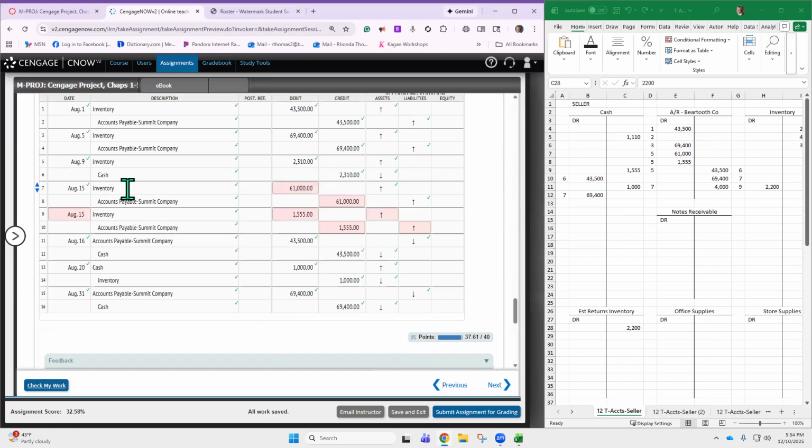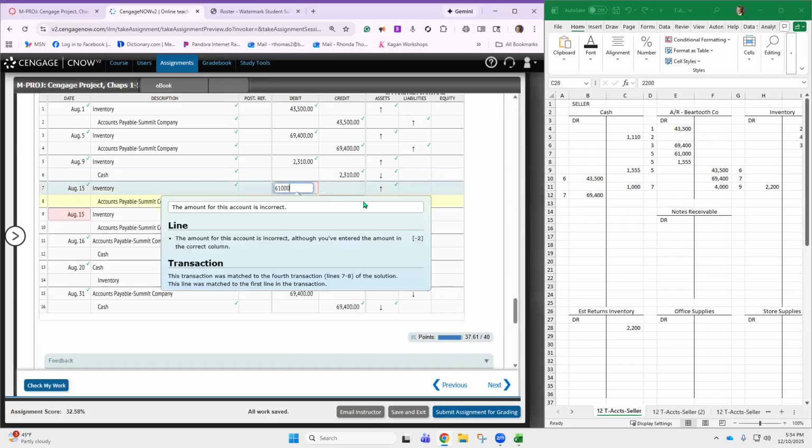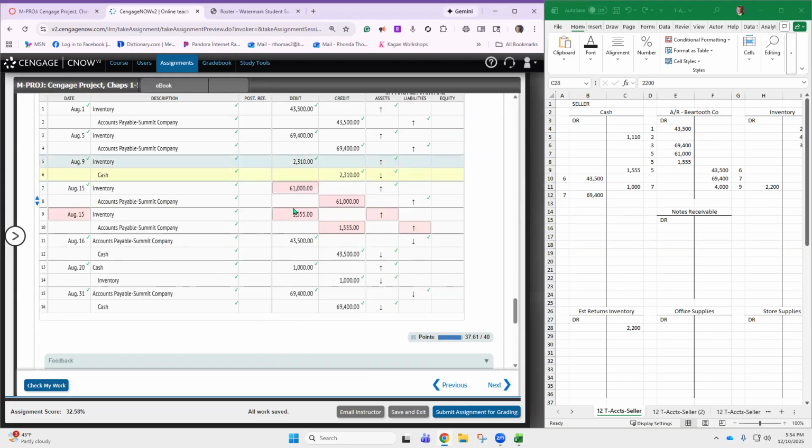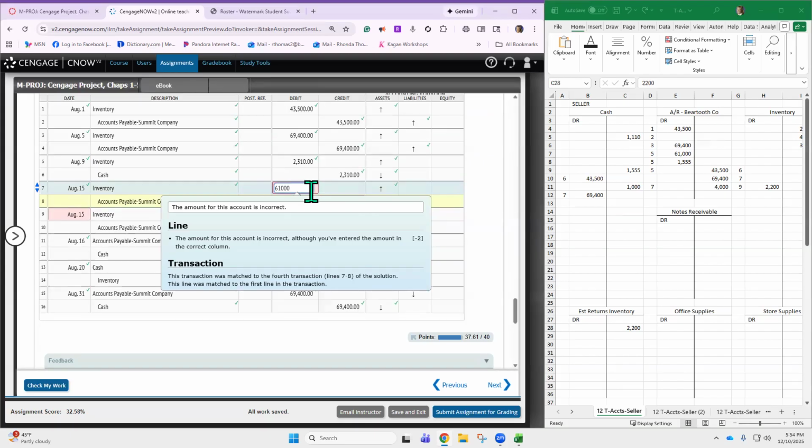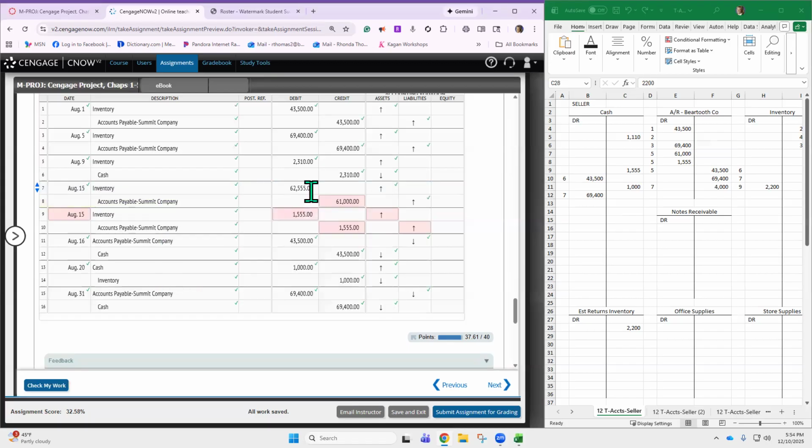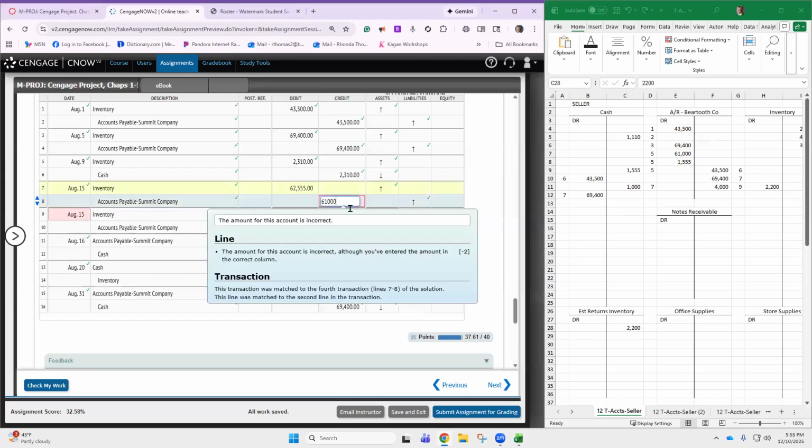So here's what you want. We want inventory, that's fine. But now change that amount. We're gonna combine these two. So whatever two you had sitting here, I'm gonna have $62,555 going here. Okay, so you'll want to put that in, however much yours is. And then that's how much the accounts payable will then go down.